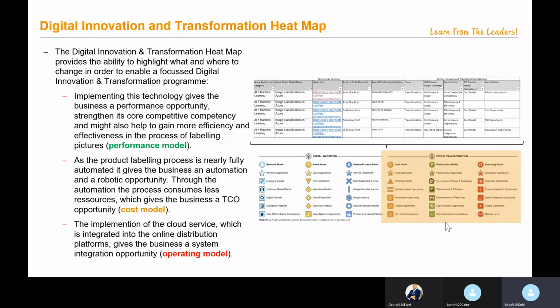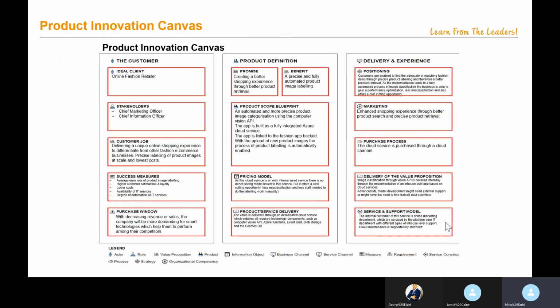And now I would like to design with this solution a new product for you. And therefore, I use the artifact of the product innovation canvas. I would like to introduce this product innovation canvas to you and highlight some major parts of it. As you are my customer, I really appreciate that I could talk to you as the Chief Marketing Officer and Chief Information Officer. And I understood that your customer job is to deliver a unique online shopping experience to differentiate from other fashion e-commerce businesses and do precise labeling of product images at scale and lowest costs.